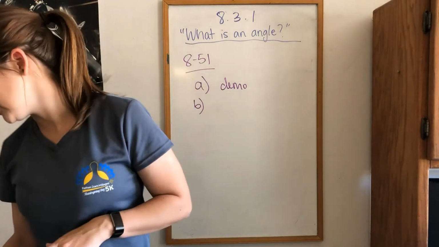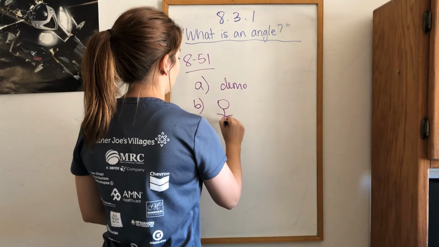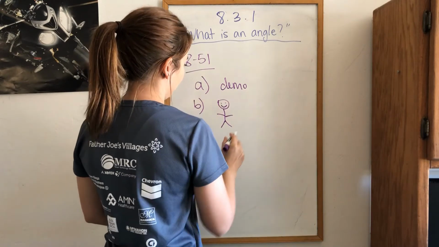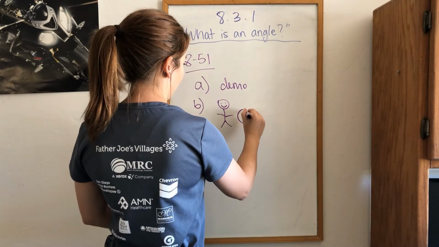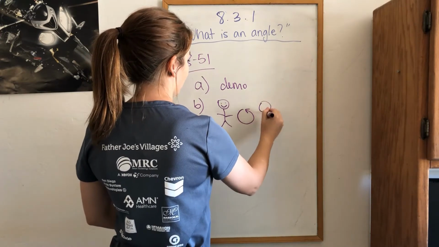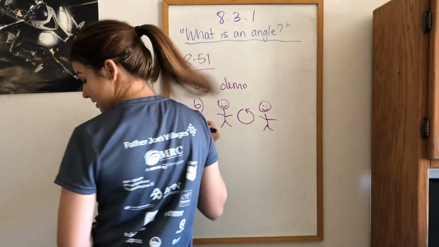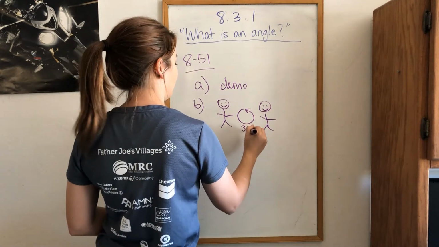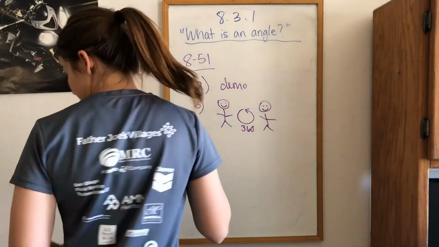So I drew some silly little pictures. So here's what I drew first for a 360. So I drew a circle like this with an arrow, and this means the person turned all the way around and is now looking the same direction again. So that was a 360. So that would be my little diagram. You can draw yours differently, but that's what I did.